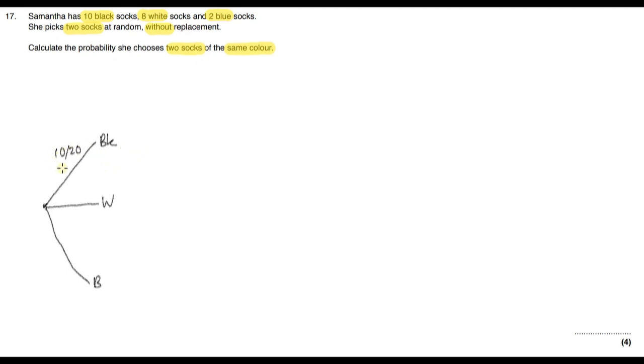Now, I'm not going to simplify this. You could write a half, but my advice to you, whenever you're dealing with probability trees where you've got more than one strand, because we're going to have another strand because we're picking 2 socks, is that don't simplify them, and you'll see why a bit later on. So the white, what's the probability of picking a white? Well, we've got 8 out of 20, and blue, there's 2 out of 20.